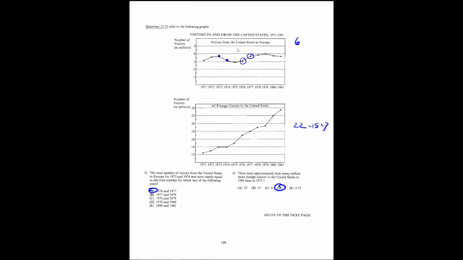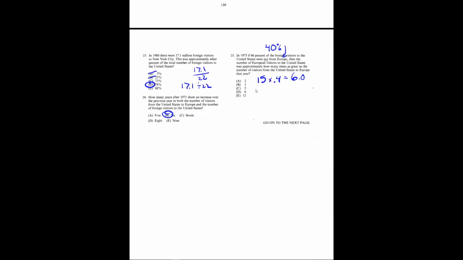And so we do 15 times 0.4, which is going to give us 6. 15 times 4 is 60. We lose 1 decimal point, so we're going to get 6.0, so that's 6. And then we need how many times as great as the number of visitors from the U.S. to Europe in 1975. So U.S. to Europe in 1975, that looks like it's 3. And so we're going to have 6 over 3, which gives us 2. It's double.